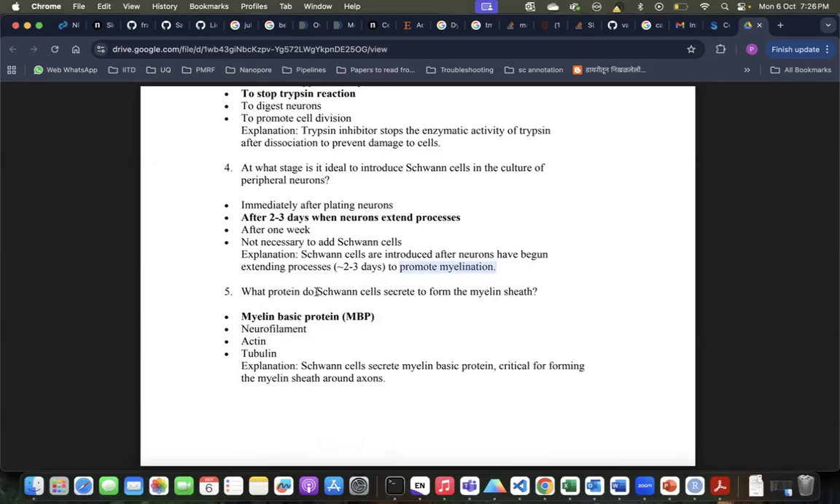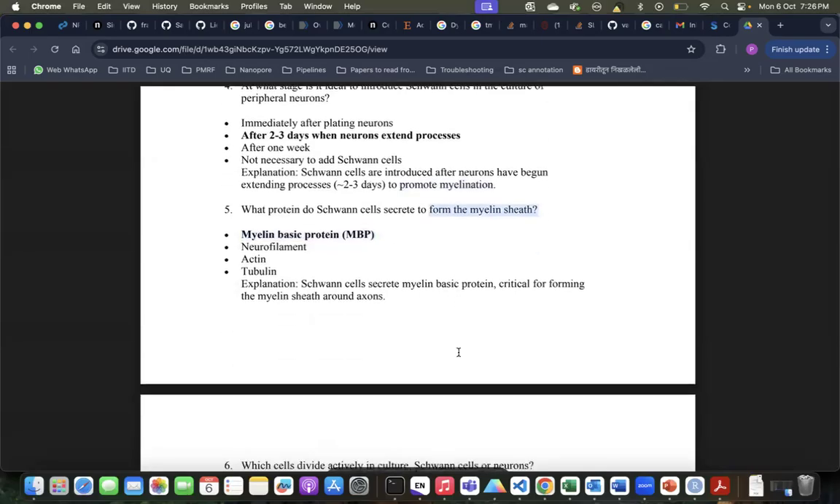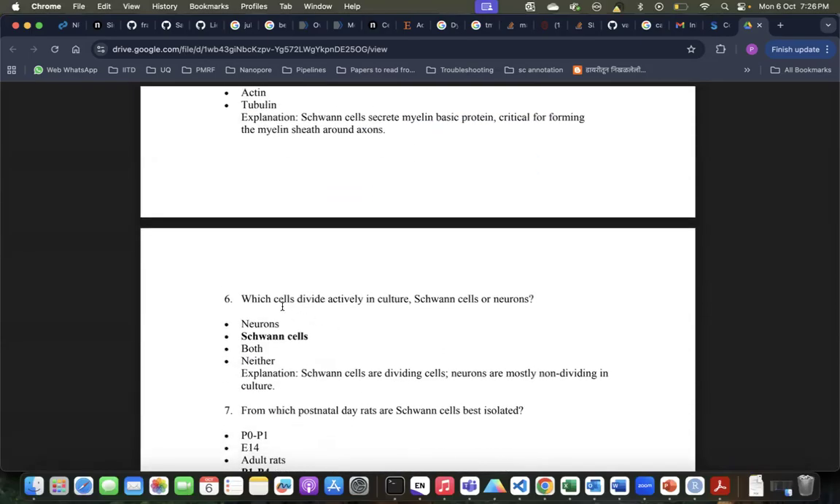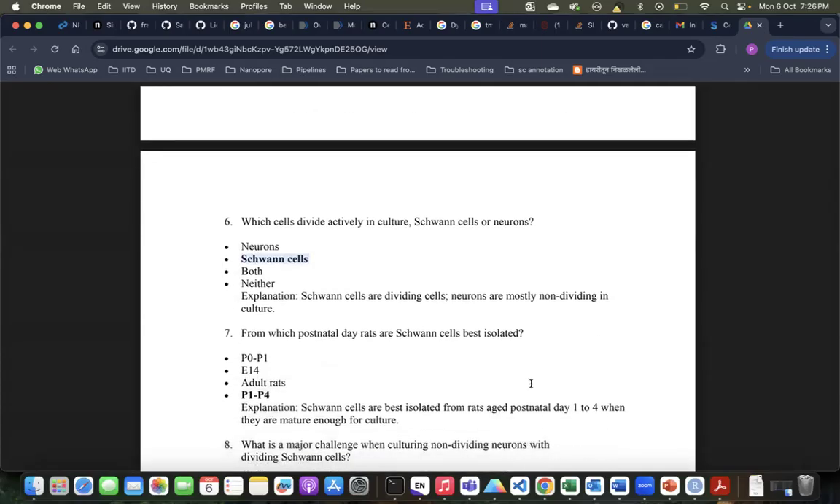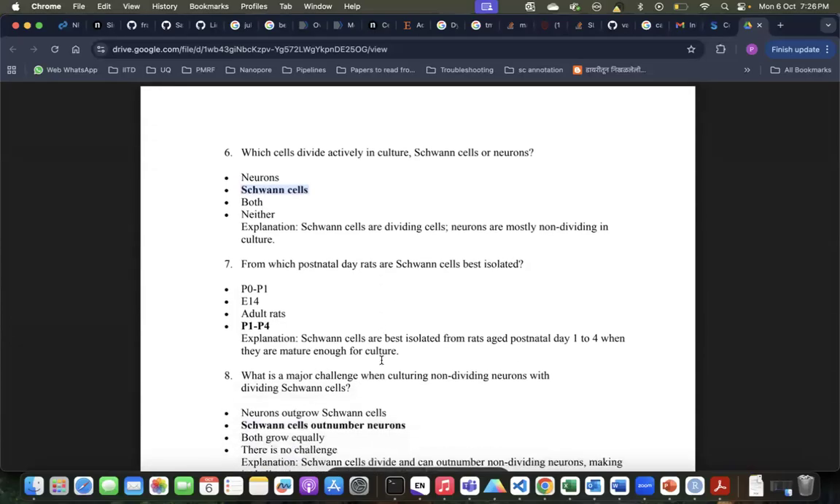What protein do they secrete? That's the myelin basic protein. That forms the myelin sheath. Which of the cells would divide actively in cultures? That's going to be Schwann cells. Neurons are mostly non-dividing. They can have processes increasing, so their axons and dendrites can be moving here and there, but the number of cells is not going to increase.